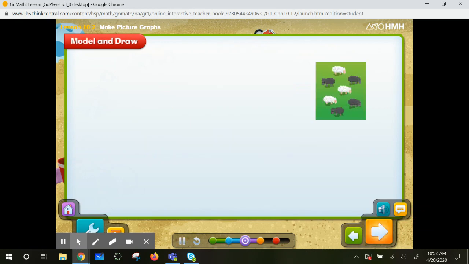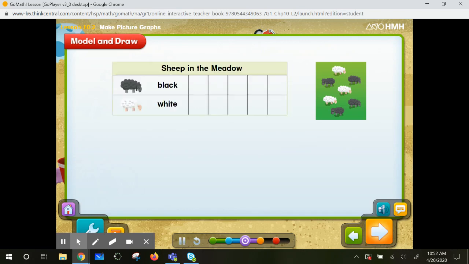Are there more black sheep or white sheep in the picture? Without counting, can you tell how many more white sheep there are than black sheep? No, they're all mixed together. You can make a picture graph like this one to help you find out. You can use counters to complete the picture graph. What does each counter for this graph show? Each counter stands for 1 sheep in the picture.